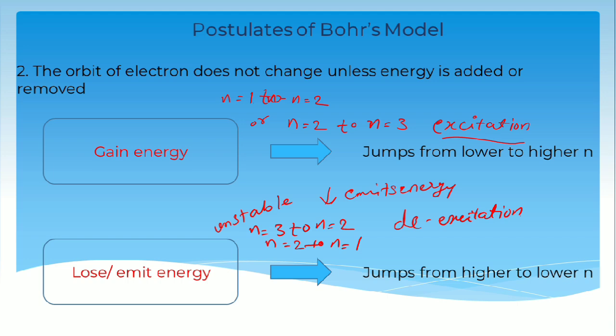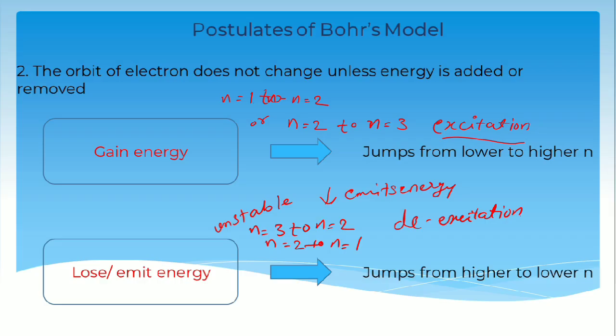The emitted energy appears as a photon of light and produces the hydrogen spectrum. For example, you can think of climbing stairs: to go from a lower step to a higher step, you need energy. But to come down, energy is released. Similarly, electrons absorb energy to move up and emit energy to move down. Okay, I hope you understood.